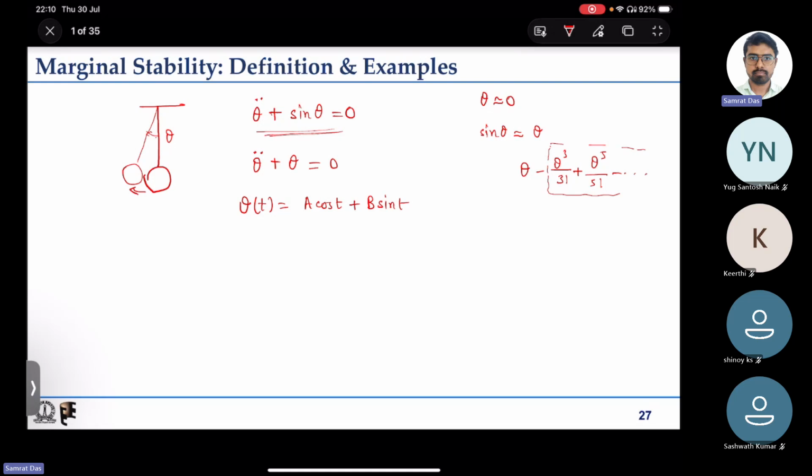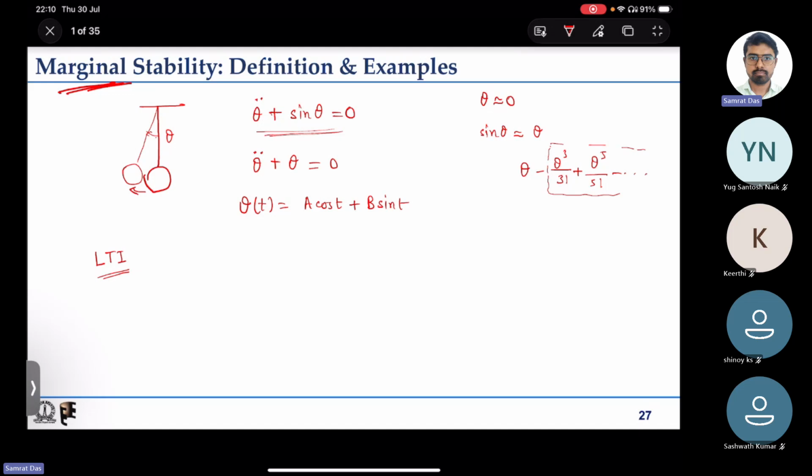Now just to tell about the difference between marginal stability and Lyapunov stability. Lyapunov stability is mostly used for nonlinear systems, whereas the term marginal stability is mostly used for linear time invariant systems, which we will be mostly dealing with.